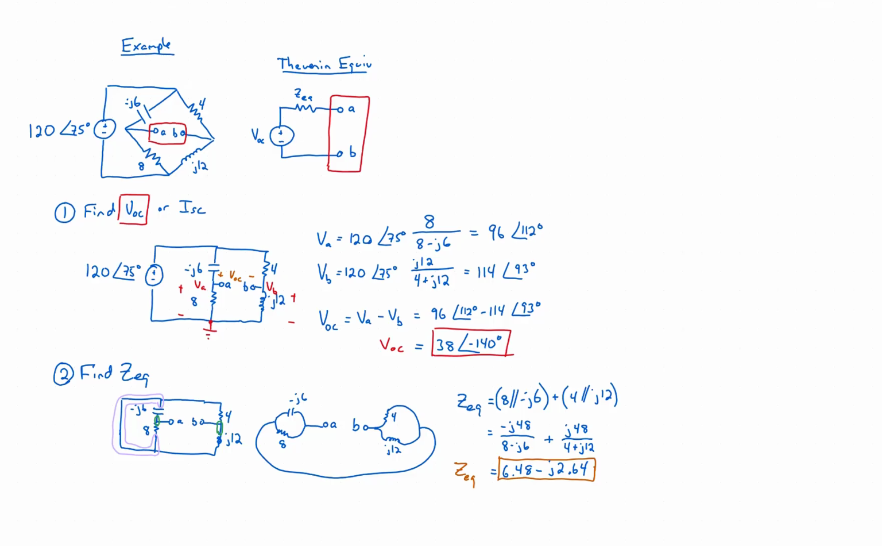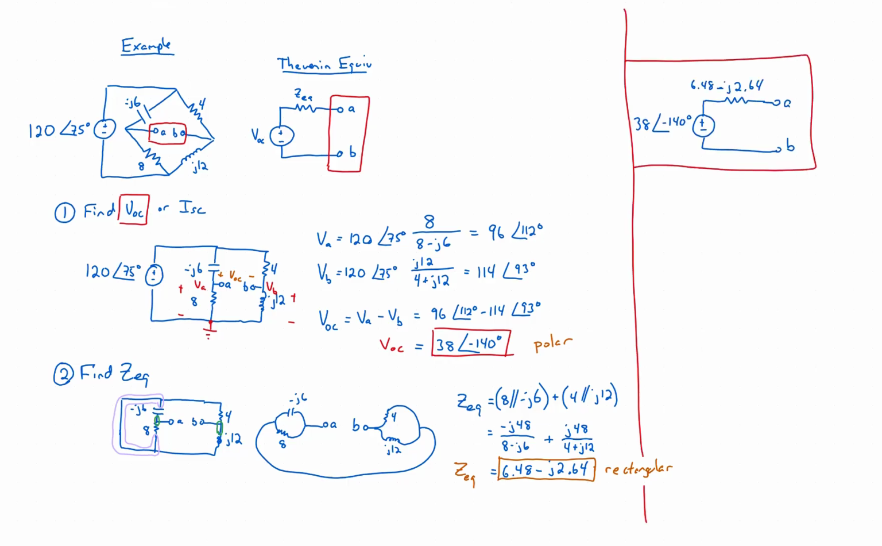Notice this, when we write sources, we write them in polar notation. But when we write impedances, we write it in rectangular notation. And that's because the polar notation helps us see what a source is in terms of a cosine. But the rectangular notation for the ZEQ shows us that we've got a real resistive part that looks like a 6.48 ohm resistor. And then we've got a negative J portion, which means that it looks like a capacitor. And this resistor is in series with the capacitor. So now we can finally write our answer. And that's our Thevenin equivalent.